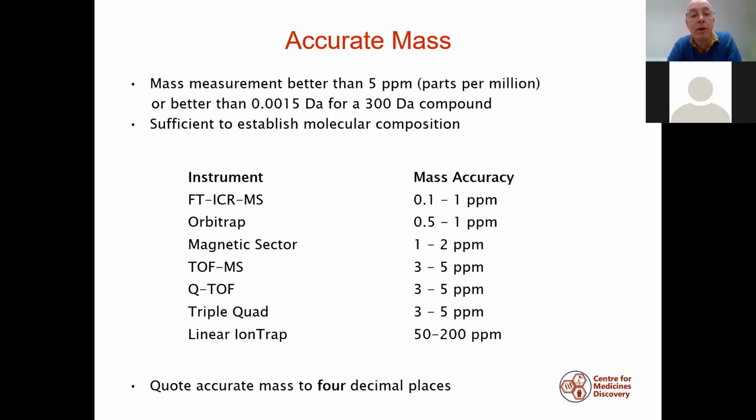You'll notice that most of them can measure to 5 ppm or better. So FTICR is the best, closely followed by Orbitrap. Magnetic sector instruments, you will probably not come across those very frequently, but also TOF, QTOF and triple quad instruments are all accurate mass. The only one that isn't is an ion trap.